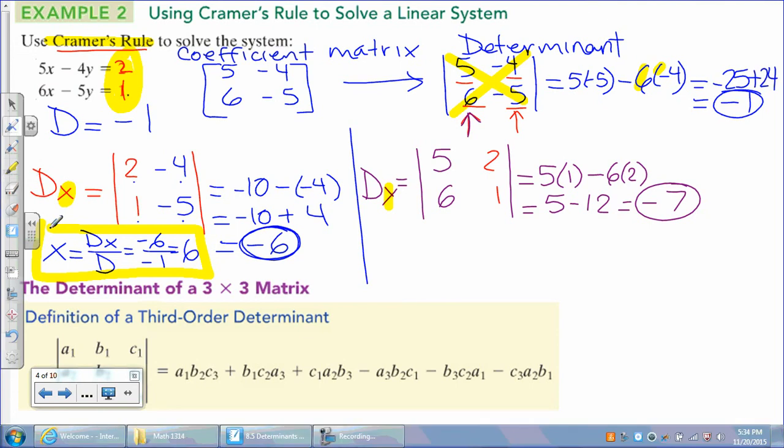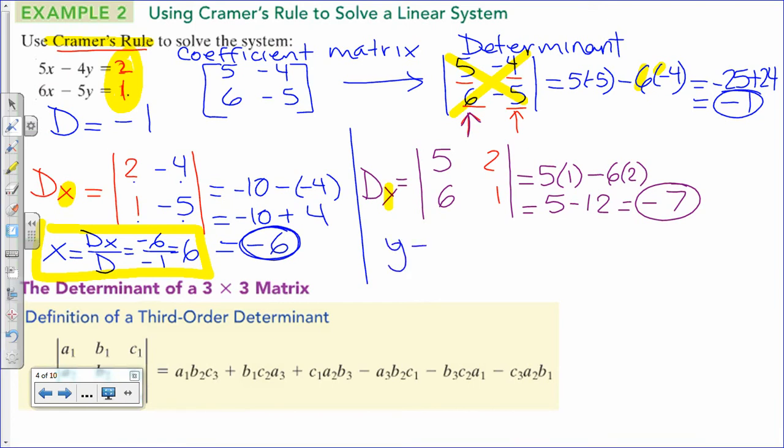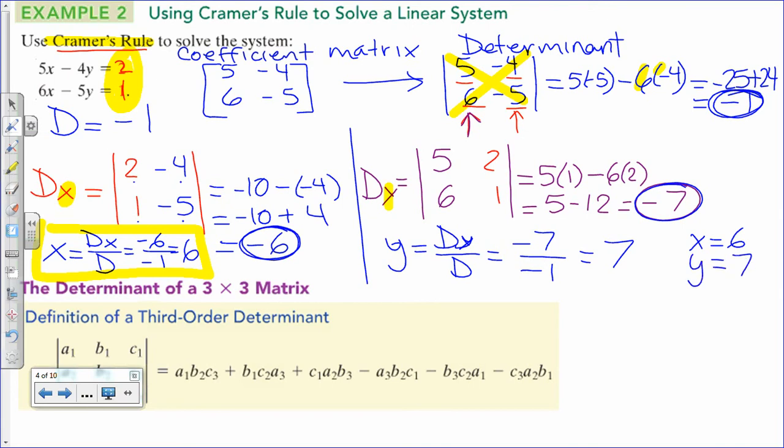Now to find y, we divide the determinant of y by the determinant of the coefficients. The determinant of y is -7. We divide it by the determinant of the coefficients, which is -1, and that gives us positive 7. So this means that x is equal to 6 and y is equal to 7. And that is how you solve a 2 by 2 system using Cramer's rule.